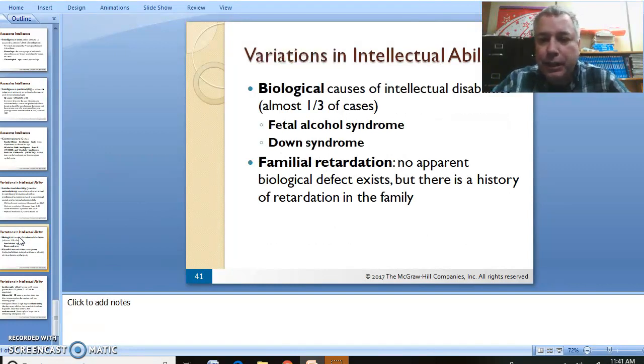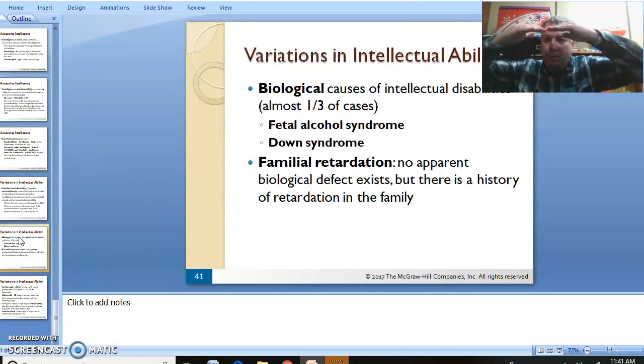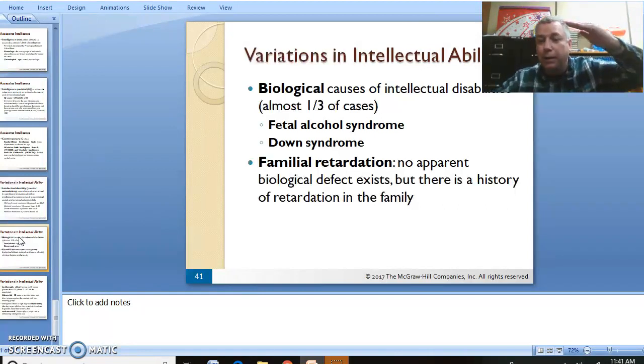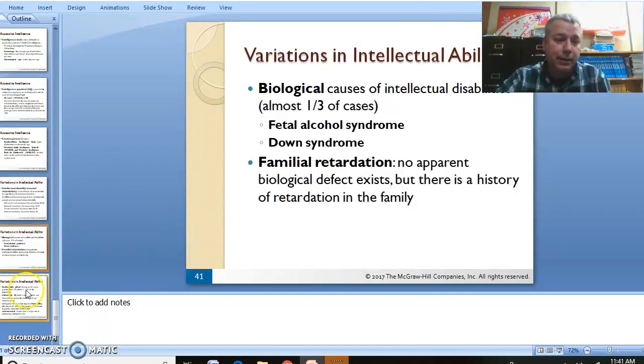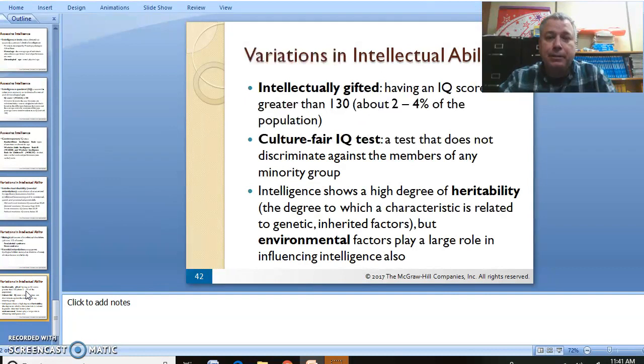There are variations in intelligence. Most of the time, you get your intelligence from your mom and dad, and from there you could go up a little bit, or you could go down a lot. By going up a little bit, you challenge yourself in academics and other things that can increase your intelligence. Or you can go all the way down with brain damage or drugs or anything like that. Intellectually gifted is 130 and above, 2 to 4% of the population.